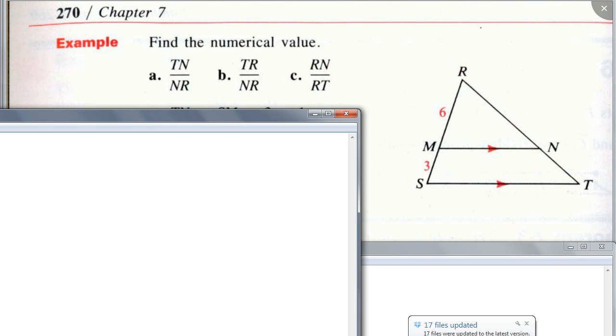So, Kristen, how would you do TN over NR? Oh, okay. Let me help you. Remember the previous theorem? Look at TN right here. TN over NR. You see how we have a triangle, right? And this MN is parallel to ST. What do you know about these two sides? They are divided proportionally, right? So NT over NR is the same as what?